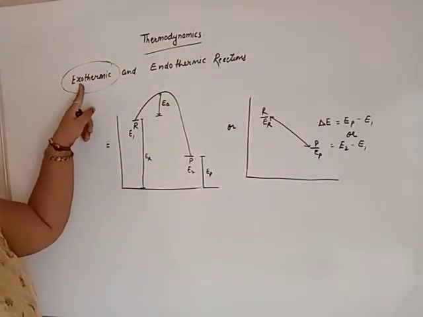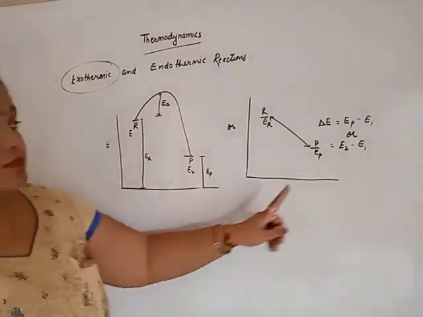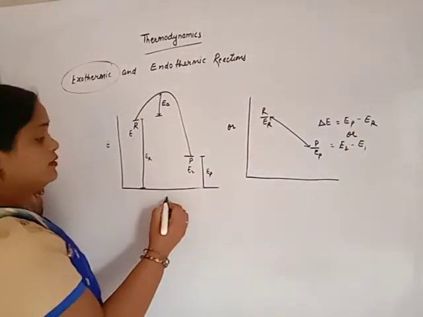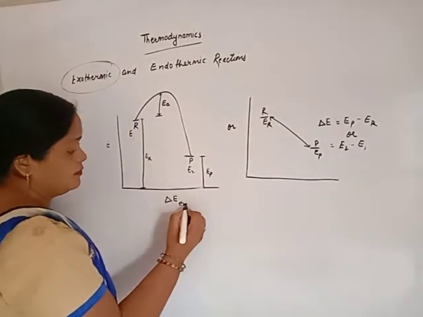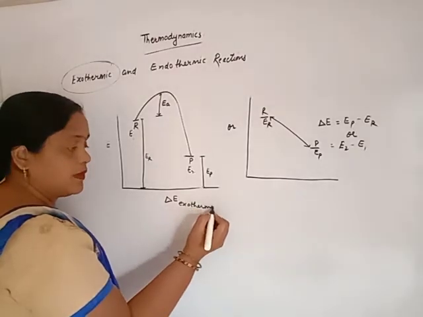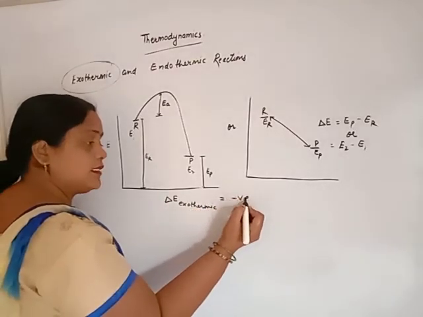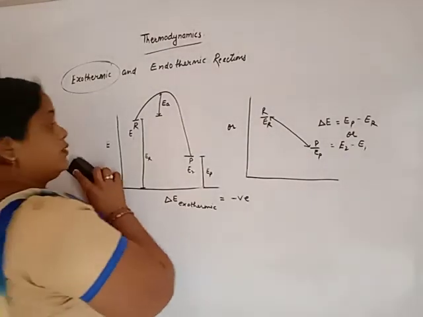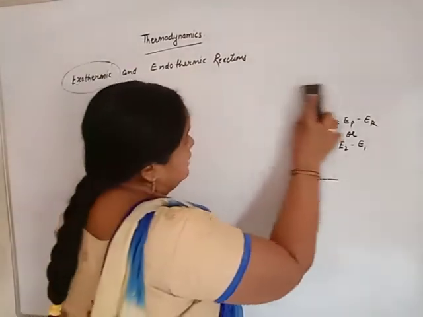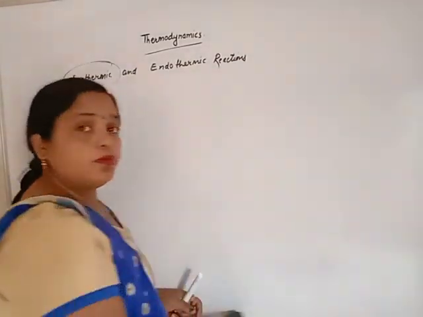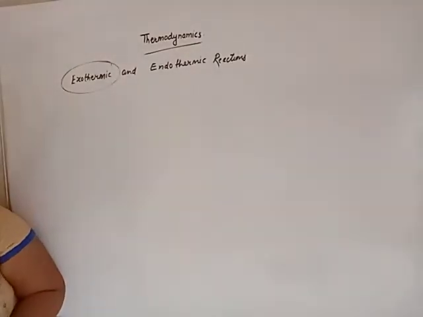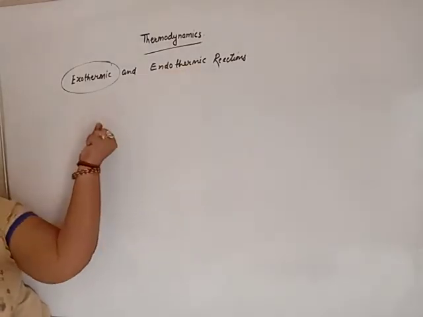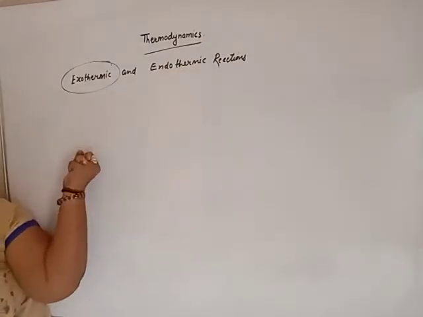For an exothermic reaction, beta, the energy of reactant is greater. If the energy of reactant is greater, the sign is negative for an exothermic reaction. Delta E or delta H is always negative, in kilojoule per mole. For an endothermic reaction, energy is absorbed during the reaction. Exothermic reaction, energy is given out. In an endothermic reaction, energy is absorbed.